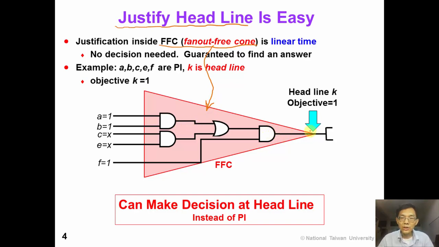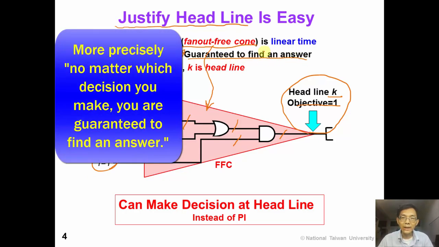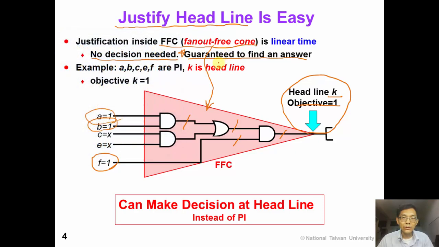And if we want to justify the head of this fan-out free cone, let's say we want K to be 1, we can simply backtrace this circuit and obtain A equal to 1, B equal to 1, and F equal to 1. So we are guaranteed to find an answer. This is a very good thing. From this example, we can see that we don't need to worry about the values of primary inputs. All we need to do is make a decision at the head line, and then we are done.